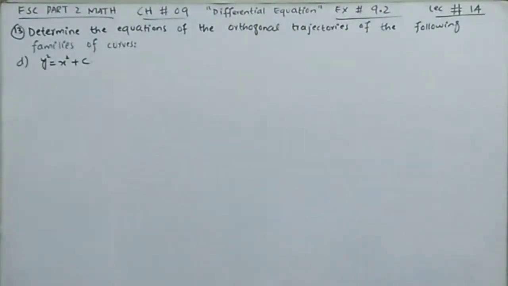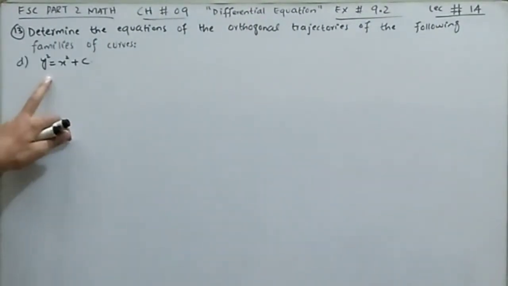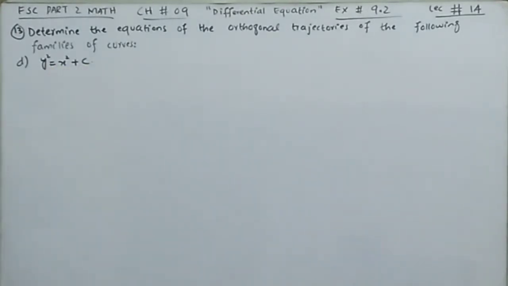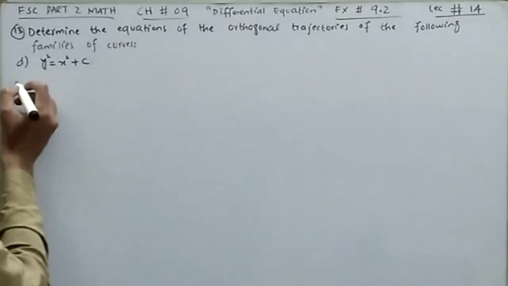Now let's understand the next part, part number D. y square is equal to x square plus c. Find the equation of the orthogonal trajectory. Move to the solution.